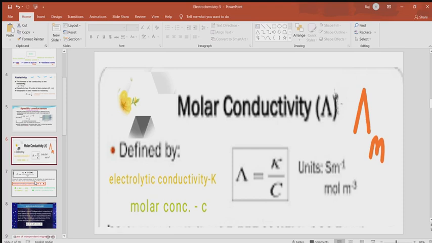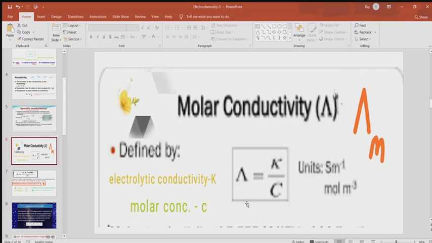Then in 1880, the German scientist Kohlrausch introduced the term molar conductivity. Molar conductivity is denoted by lambda, and lambda is equal to K upon C, where K means electrolytic conductivity and C is the molar concentration.